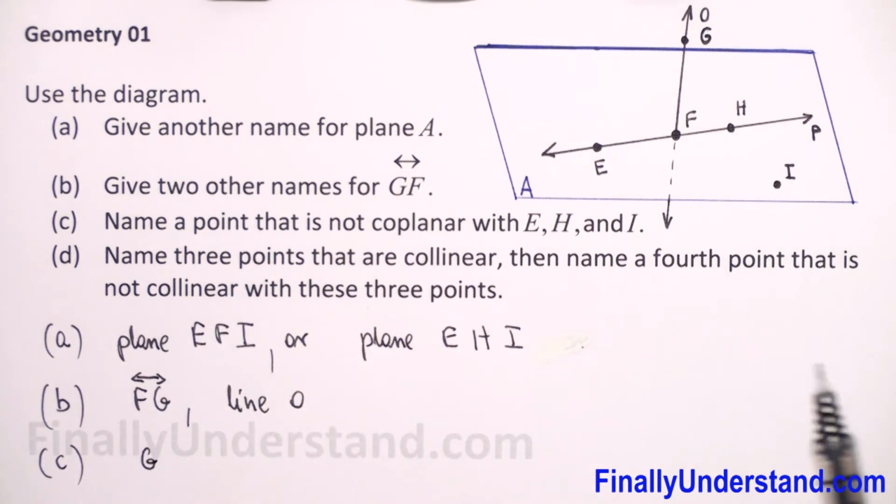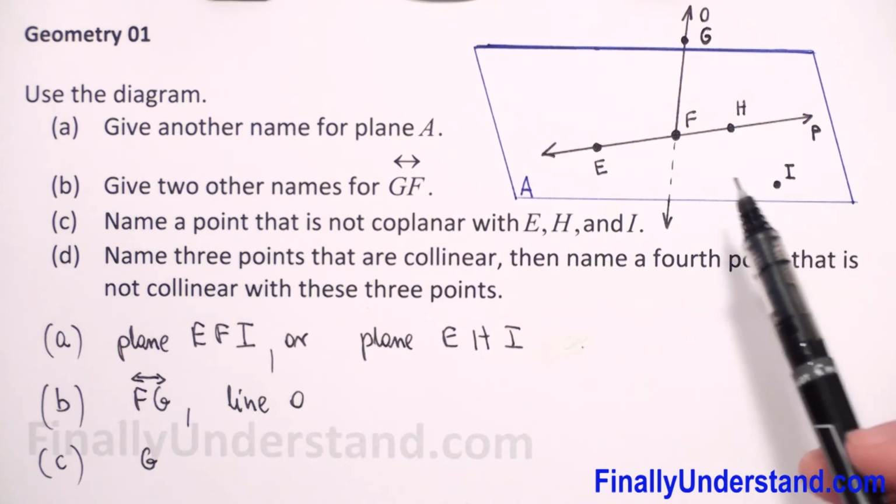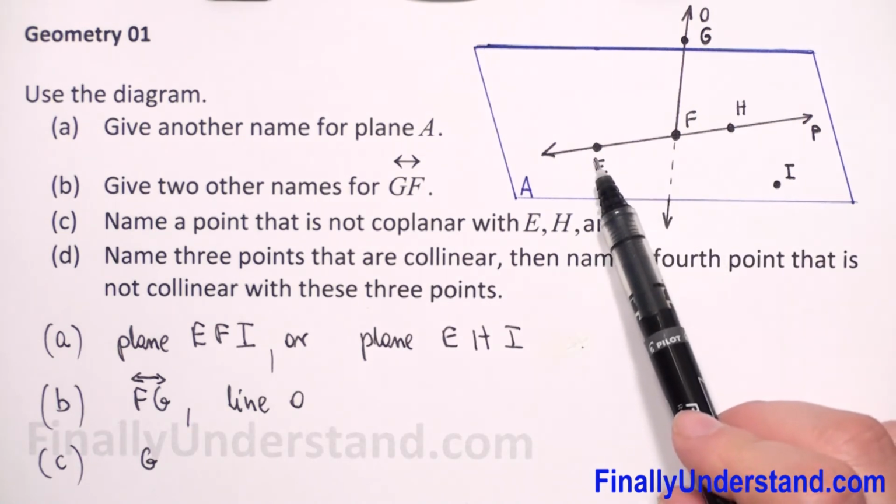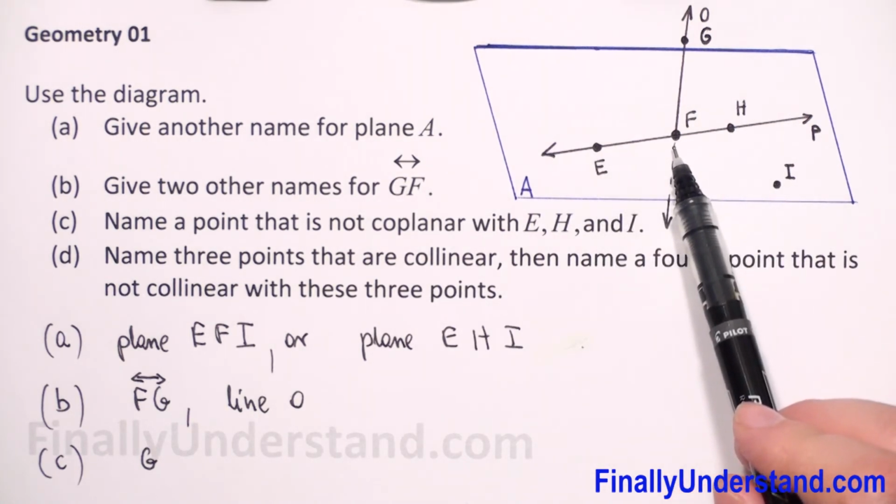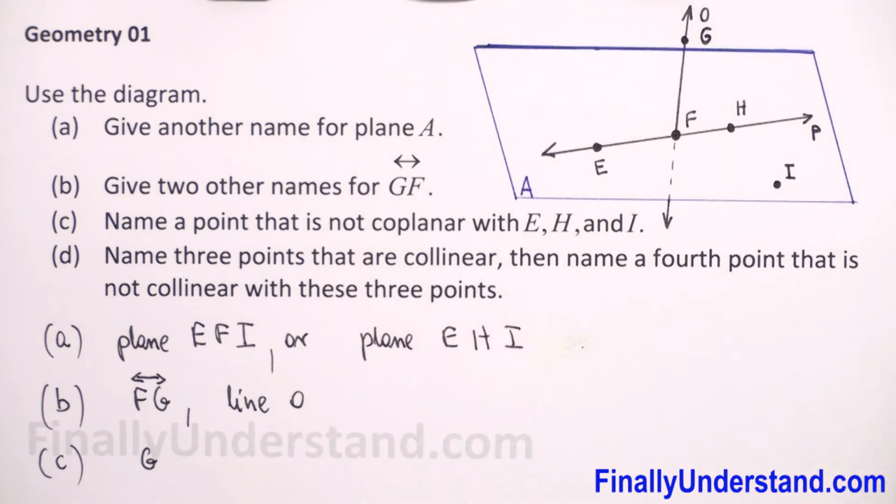So next, we have to name 3 points that are collinear. Then name a 4th point that is not collinear with these 3 points. So first, what does collinear mean? Collinear points are points that lie on the same line. Points which are on the same line are E, F, and H.